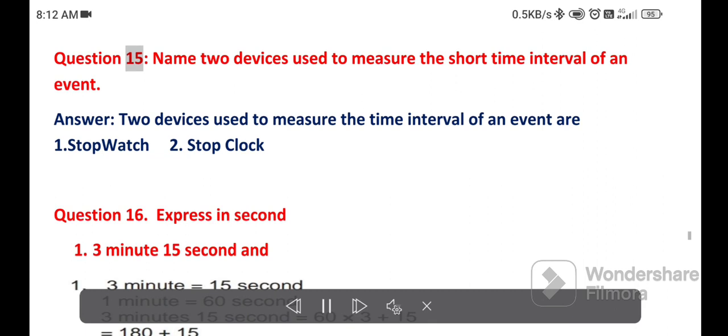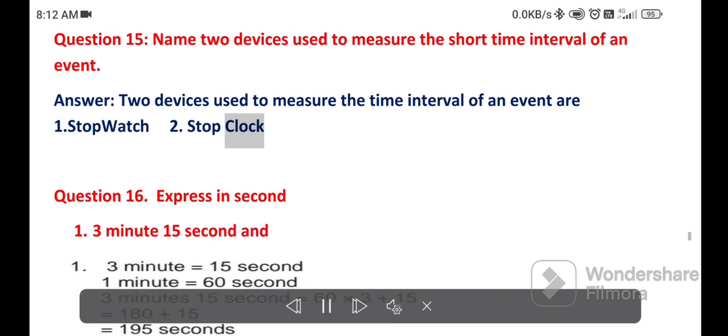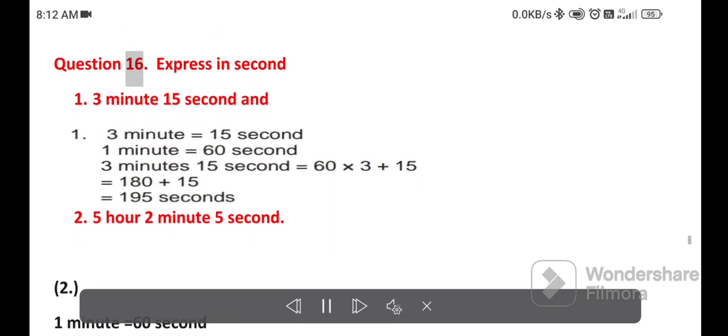Question 15. Name two devices used to measure the short time interval of an event. Answer. Two devices used to measure the time interval of an event are 1. Stopwatch, 2. Stop clock.